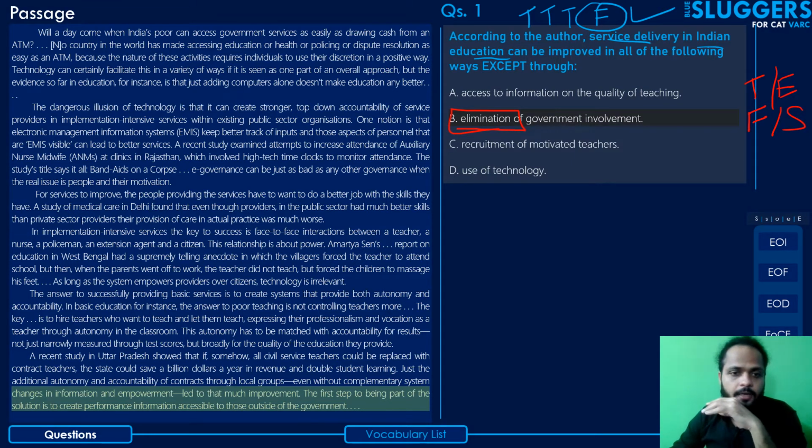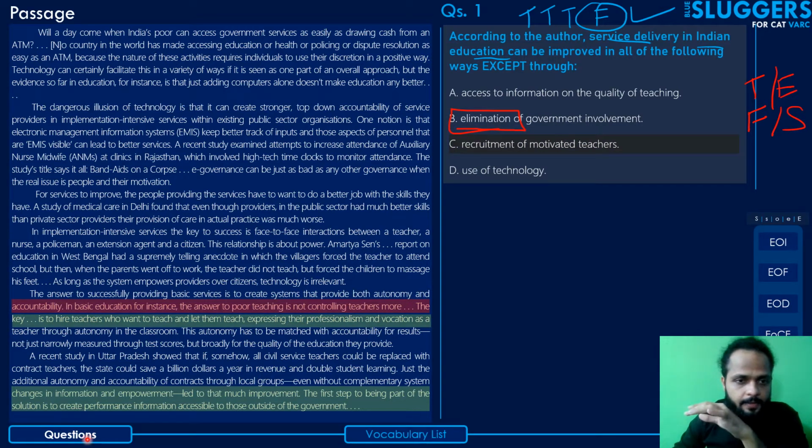Let's check them out. Next, option C says recruitment of motivated teachers. Yes, the author has talked about that. He says that the key is to hire teachers who want to teach. So yes, recruit motivated teachers. This is totally called for.